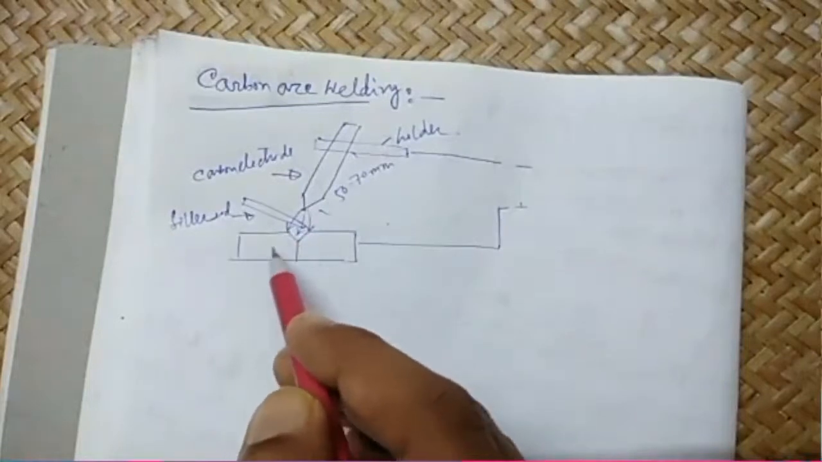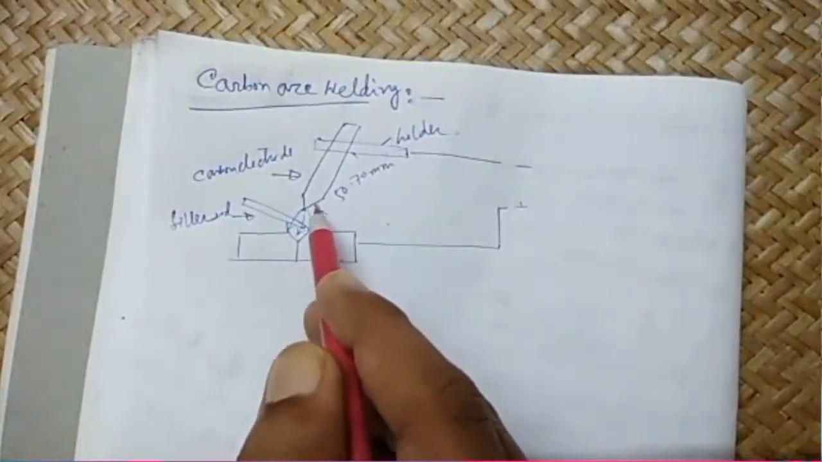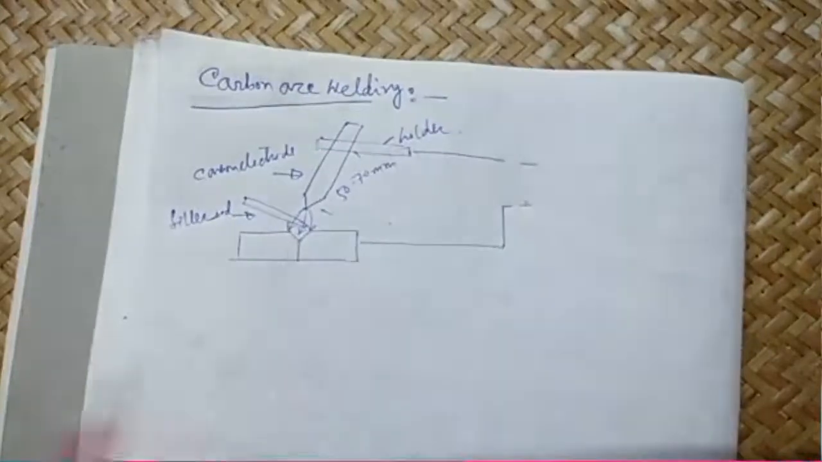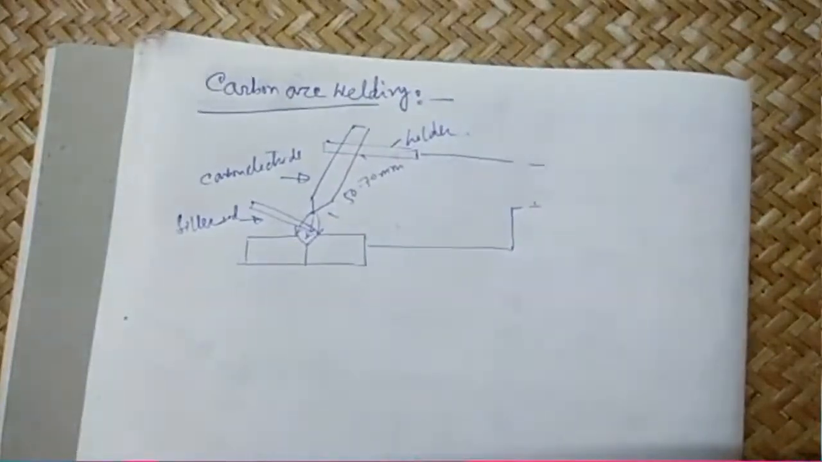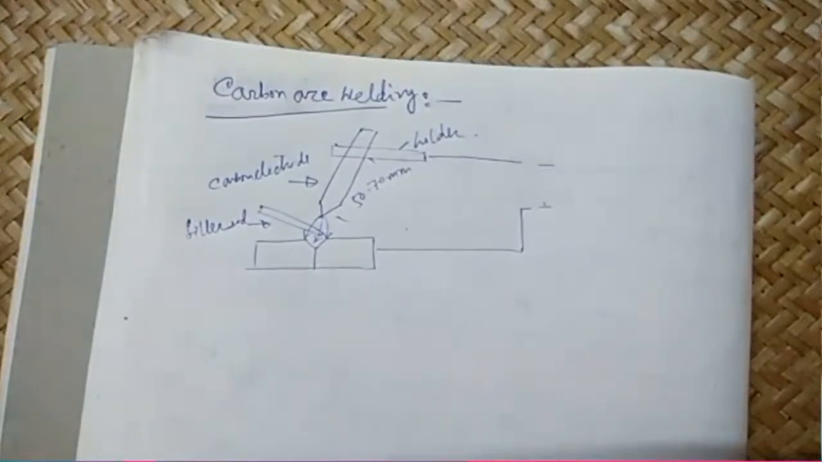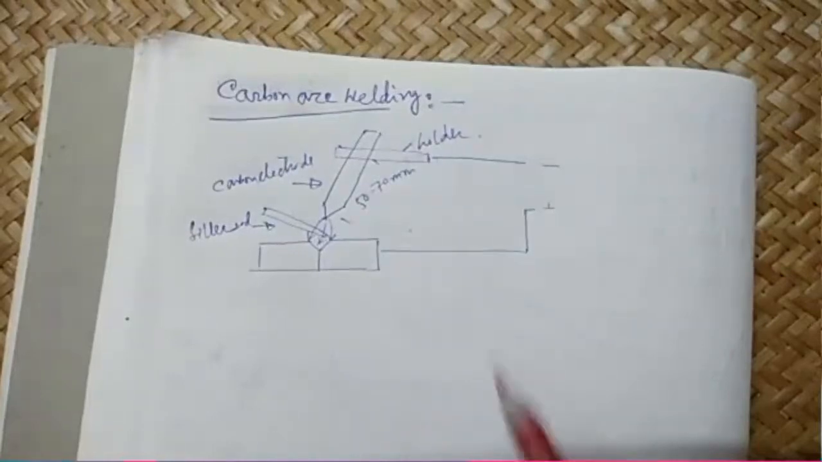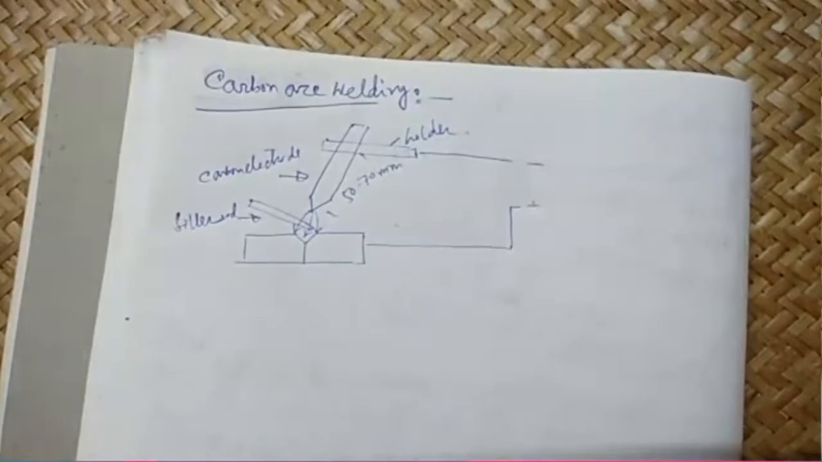If we generate most of the heat on the electrode instead of the workpiece, the electrode will be affected and burn away, because graphite is not a very strong material. It has good current conductivity. Sometimes these electrodes are kept copper coated.